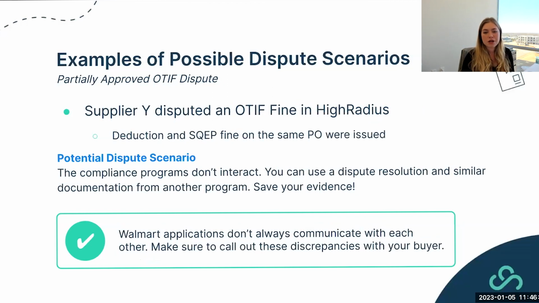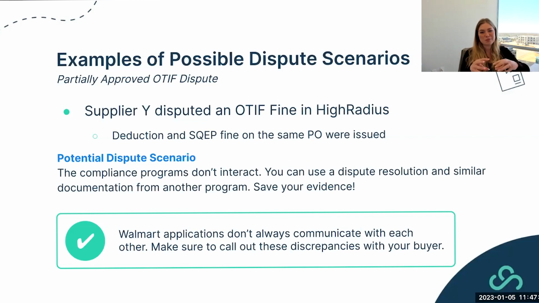Okay, other scenarios. This is also a very common thing, you guys. Before, we were talking about how fines can really stack up. You can be receiving an AP deduction, you can be receiving an OTIF fine and a SWEP fine. And so suppliers will actually go and dispute an OTIF fine in HighRadius that they were actually able to win money back for an AP deduction or maybe a SWEP fine on the same PO for the same issue.